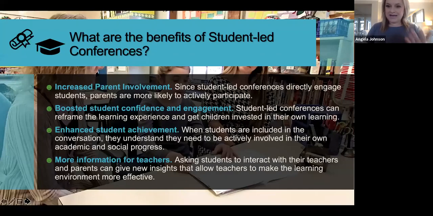All right, what are the benefits of student-led conferences? So that leads us to the next slide. Increased parent involvement is number 1. Since student-led conferences directly engage students, parents are more likely to actively participate. That's true, because they really want to know what their child or their children have to say. So they're actively participating, they're listening, they're there, they know that the kid is supposed to be sharing something, so they're most likely going to be there. They're not going to be absent, right?